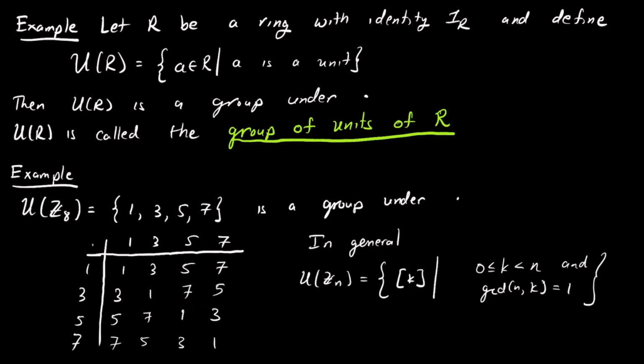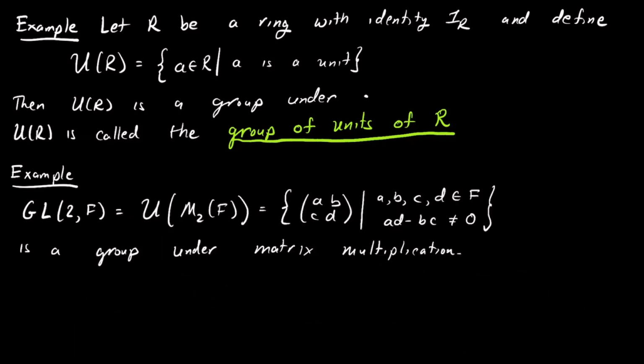In general, U of Z mod n is just going to be the equivalence classes of k, where k is some integer bigger than or equal to 0 and less than n that's relatively prime to n, right? So that's what we've done here. So in this case, we have n is equal to 8, and the k's that we can choose are 1, 3, 5, and 7. The other thing I'll point out here is you might ask, what's the order of U of Z mod n? This is actually something called the totient function. So the order is defined to be phi of n, and phi of n is something from number theory called Euler's totient function.